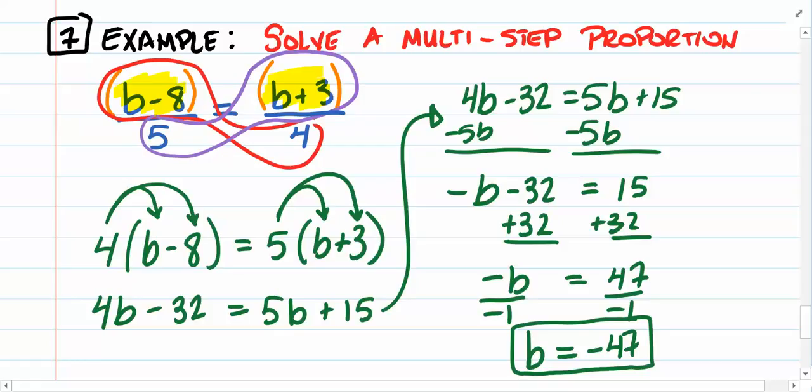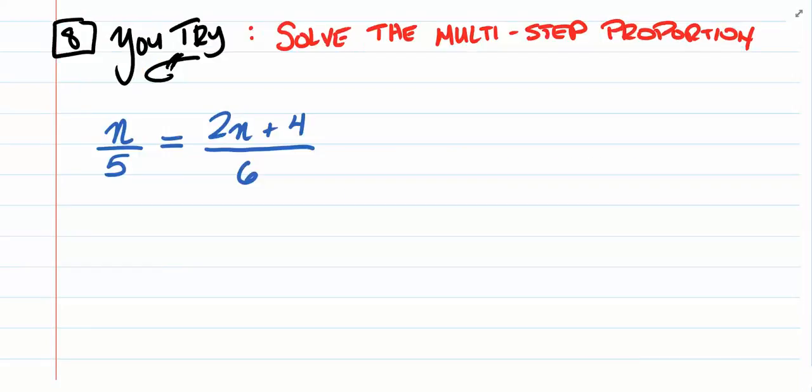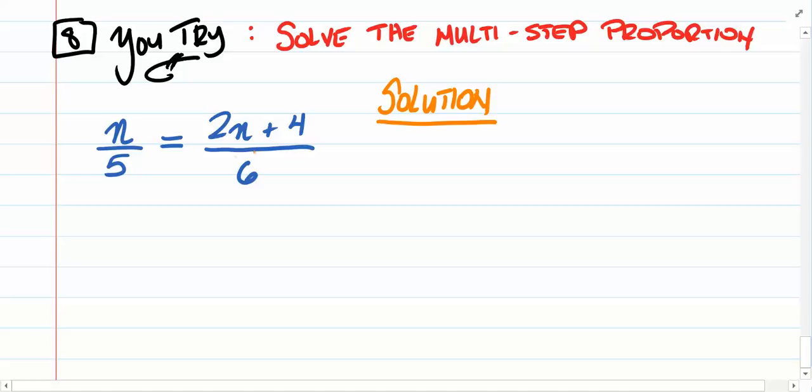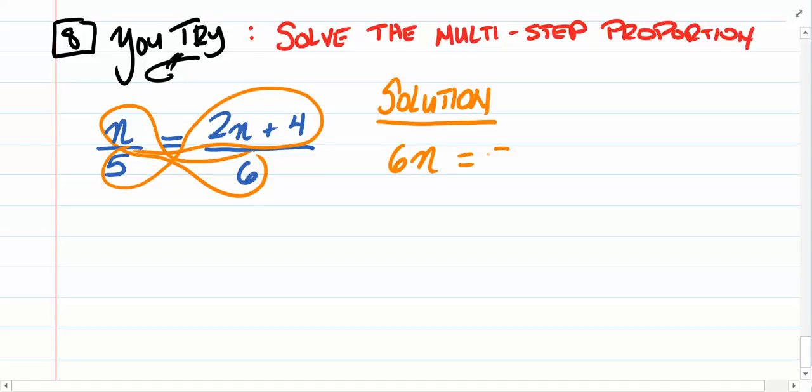Box number 8. The last box of the lesson is a U-try. I would like you to solve the multi-step proportion using the cross product property. Okay, here is the solution. I'm going to use the cross product property and say that 6 times n is equal to 5 times the entire sum of 2n plus 4. I'm treating that part as an entire number by itself. I want you to do that.